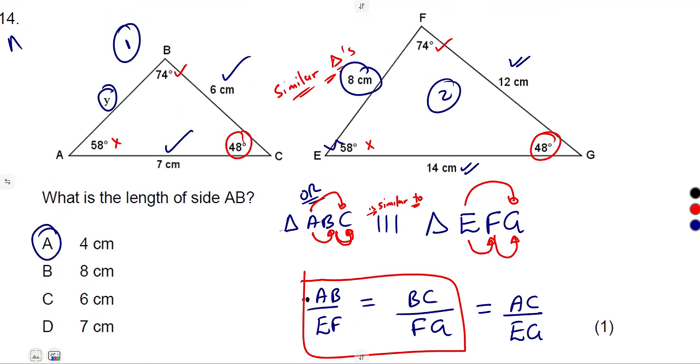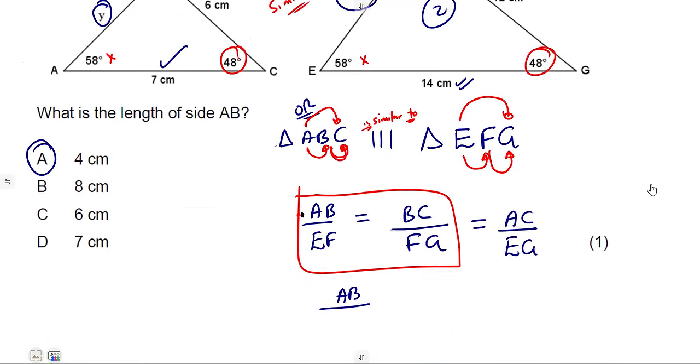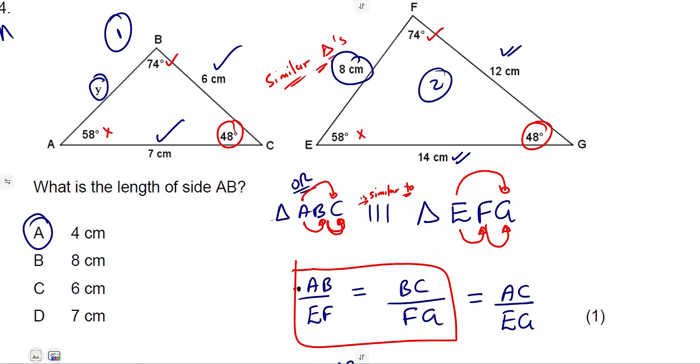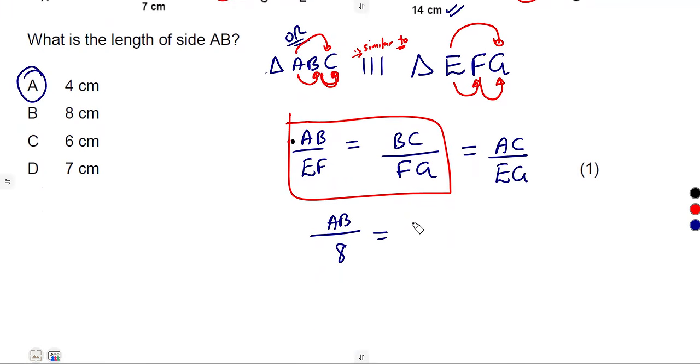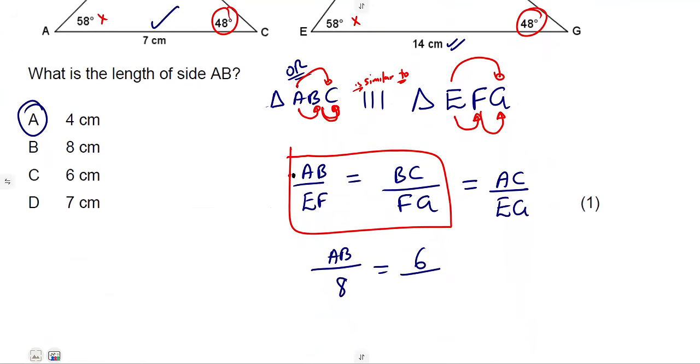From E to F. Okay, let me show this one properly. This one, EF, that is 8. So you can substitute that one. That's 8 is equal to BC. According to this triangle, BC, from B to C, it is 6. So that's 6 over F to G. From F to G, which is 12. You have your ratio, you can find AB.